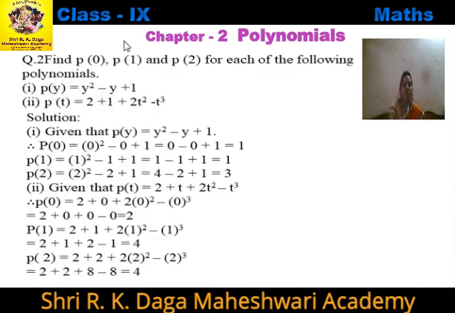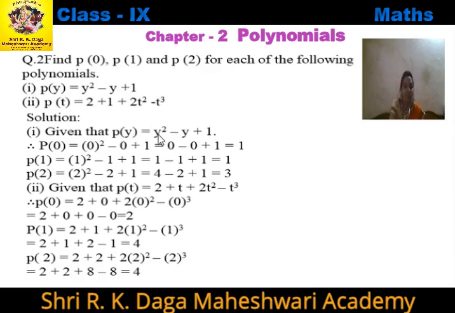Question number 2 is: find p of 0, p of 1 and p of 2 for each of the following polynomials. You have been given the polynomials p of y equal to y square minus y plus 1 and p of t equal to 2 plus t plus 2t square minus t cube, and you have to find out the values of these two polynomials at the variable values 0, 1 and 2.